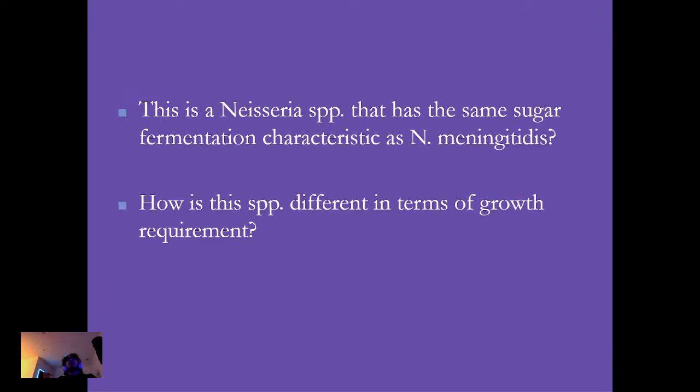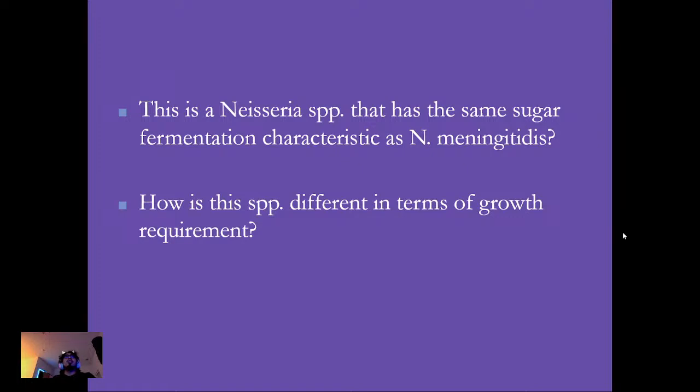Next. This is a Neisseria species that has the same sugar fermentation characteristic as Neisseria meningitidis. How is the species different in terms of growth requirements? So Neisseria meningitidis, same fermentation. What is the same? When we say sugar fermentation reaction, what is it? Like GML, so we will look at the second tier: positive for glucose, positive for maltose, negative for lactose, because it is a staircase, right? Okay?